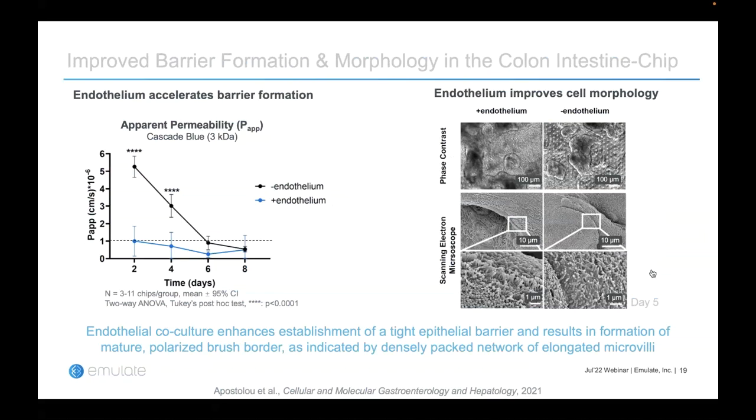But the endothelium also improves that cell morphology. We see that not only does the barrier look better, but we see a formation and maturation of the epithelia. We have a polarized brush border and densely packed networks of elongated microvilli. So the epithelia just looks better and it starts to recapitulate a more in vivo-like state.